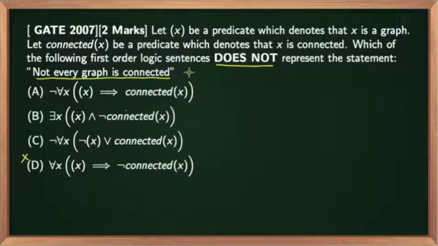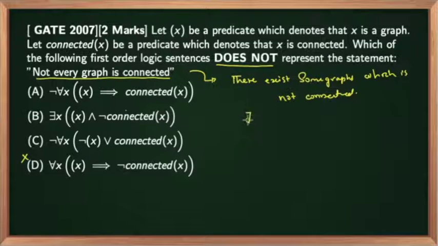Anyway, let's evaluate the other sentences. It says not every graph is connected. That means there exist some graphs which are not connected, right? So the predicate logic formula should be there exists an x, it is a graph and it is not connected. So the choice B is correct.